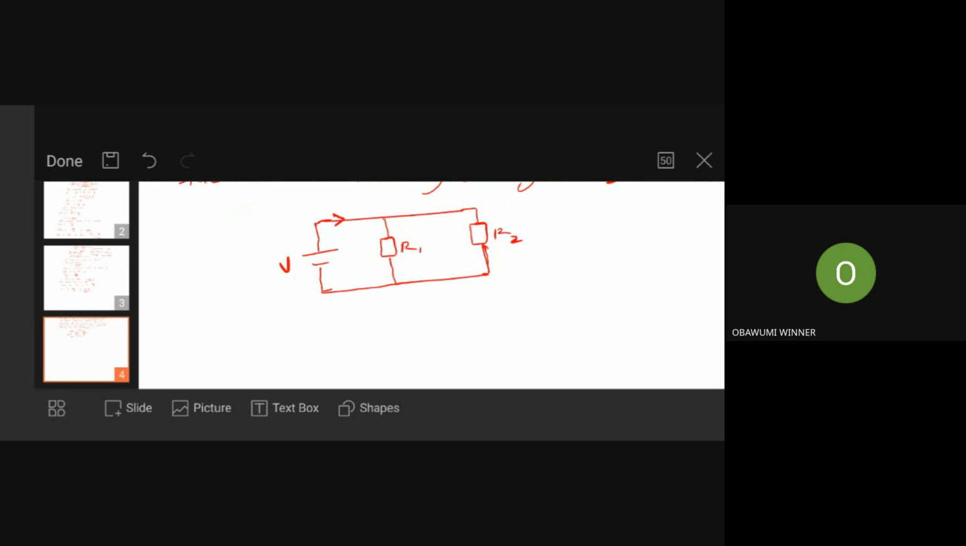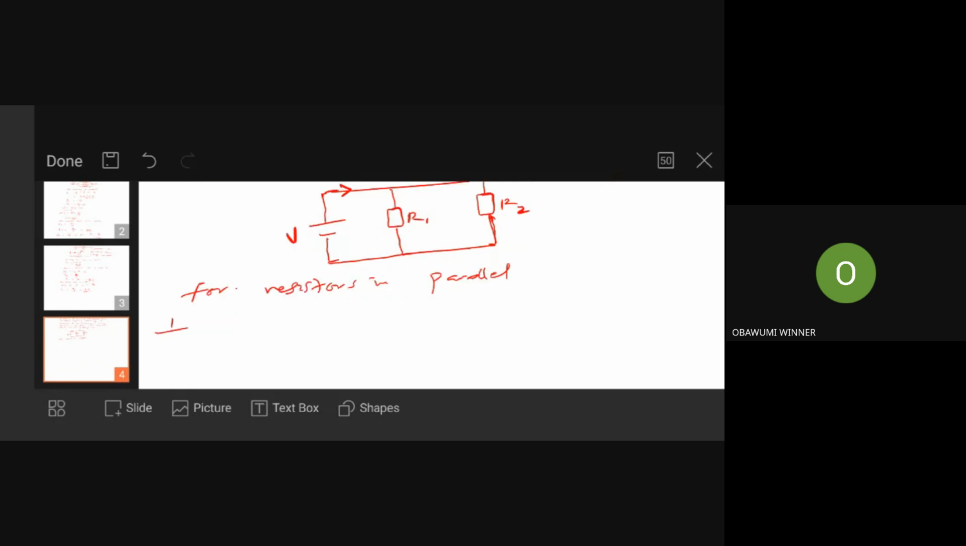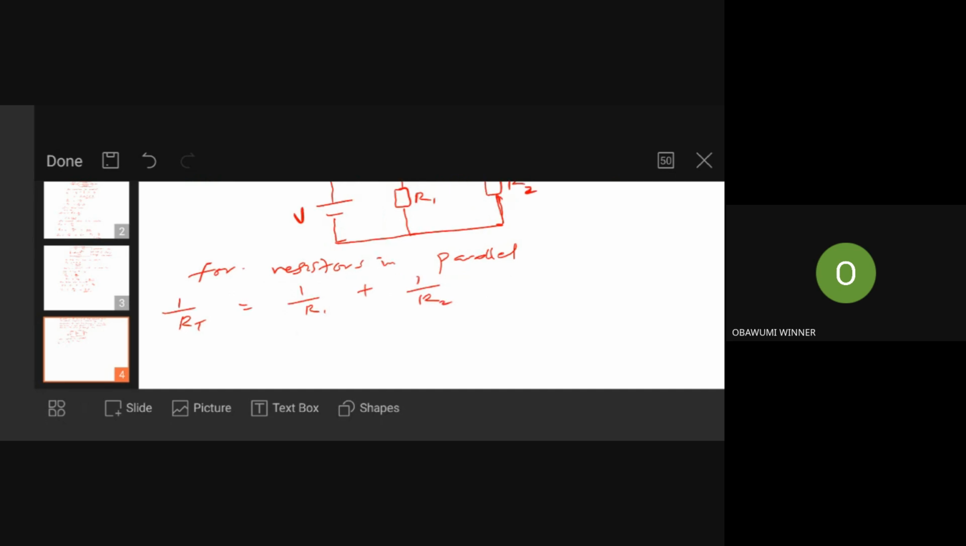So for resistors in parallel, we can find their resistance by using the equation 1 over RT equals 1 over R1 plus 1 over R2. So how do we add up these fractions that are not numbers but letters? What's the LCM of R1 and R2? That will give us their multiple, which is R1 multiplied by R2. So this is basically the LCM, R1 times R2.